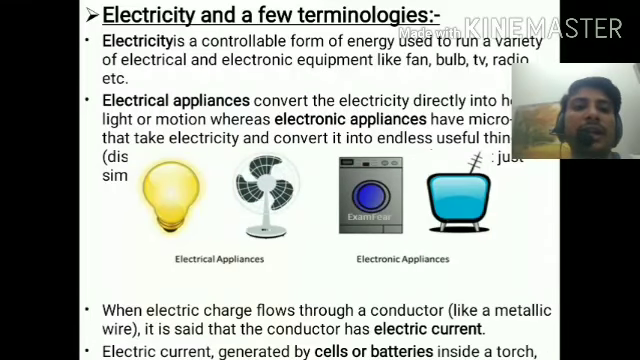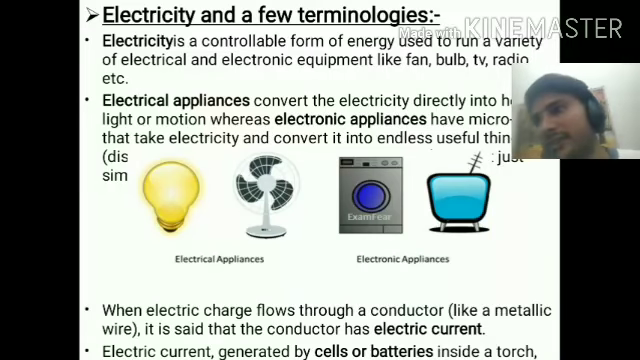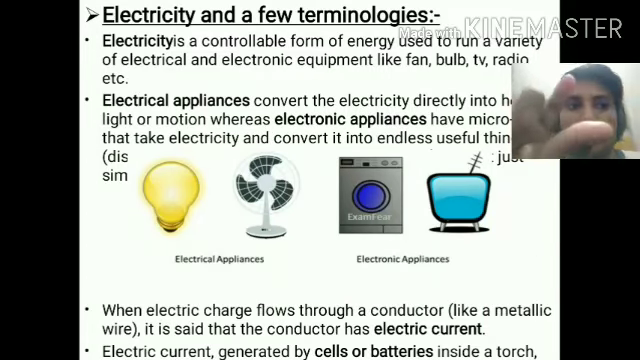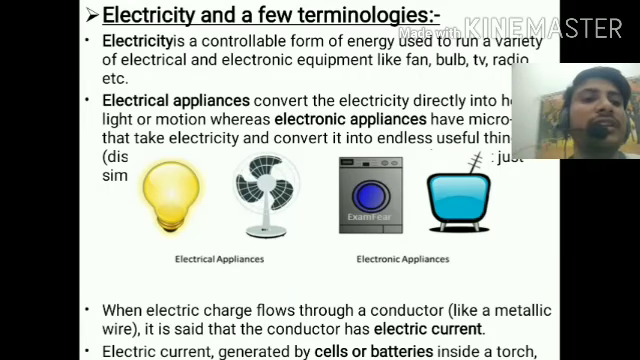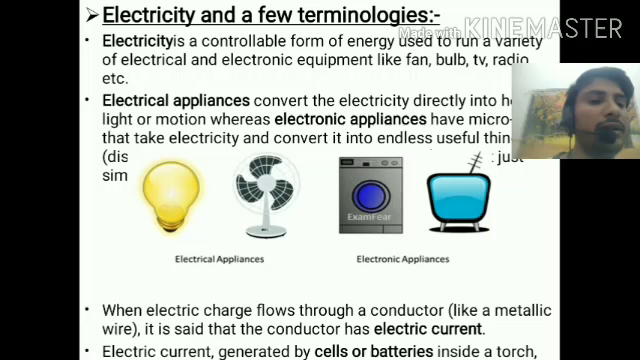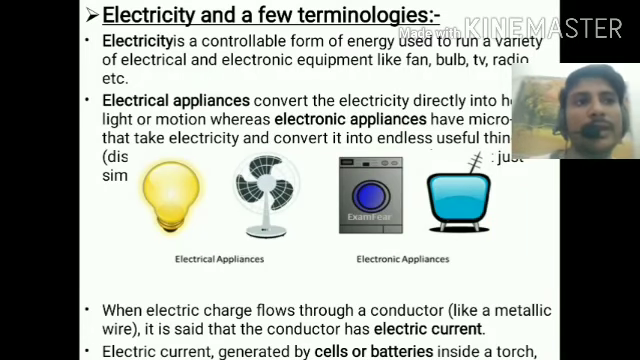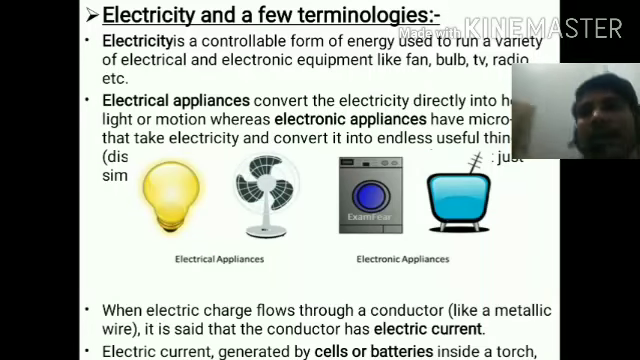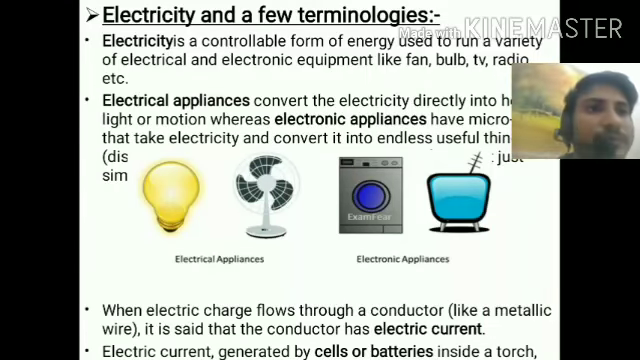Now, when electric charge flows through a conductor like a metallic wire, it is said that the conductor has electric current. When electricity passes through a wire, it means the wire contains current. Electric current is generated by the cells or batteries inside a torch. This is the simple introduction about electricity, how we use electricity in our daily life, and how electrical appliances use it.